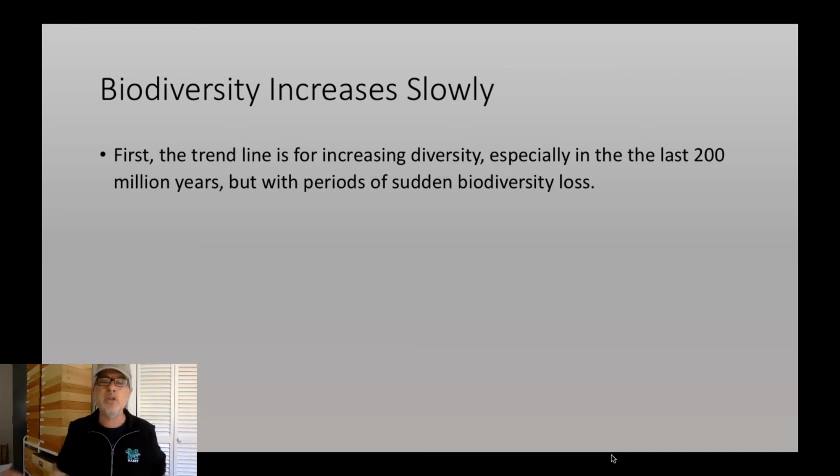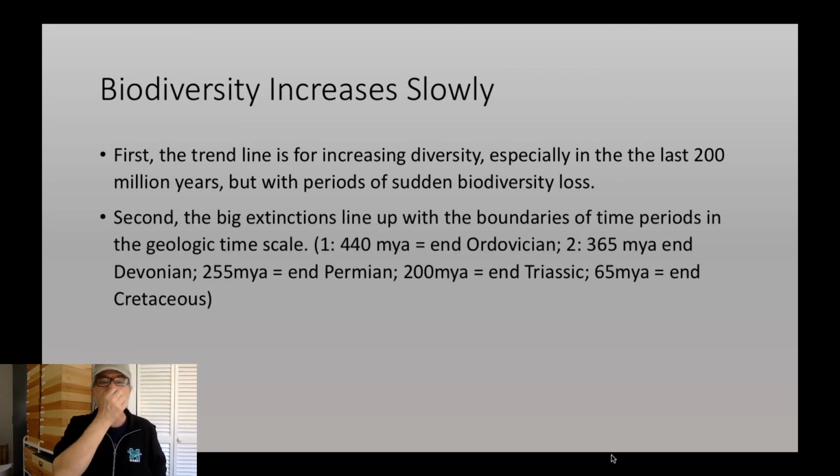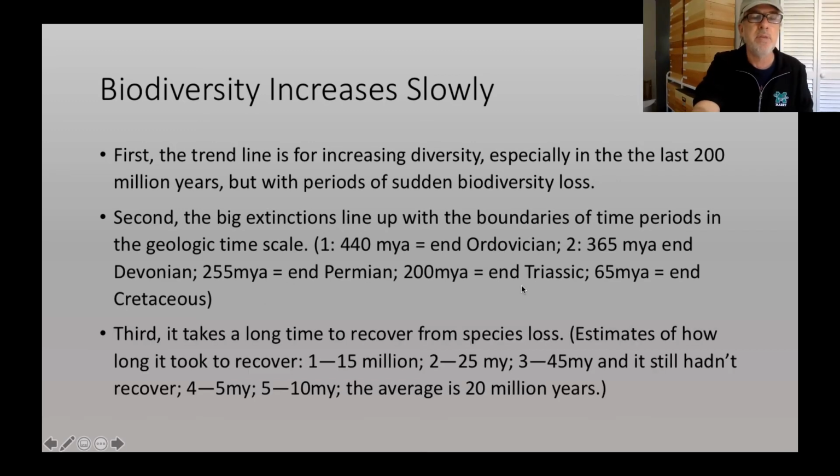So left to its own devices, if there's not a cause of a mass extinction event, the planet becomes more biodiverse, but it does so slowly. Second, as I already mentioned, the big extinctions line up with the boundaries of time periods, and here is a listing of the 5 big extinctions and the time periods that they line up with.